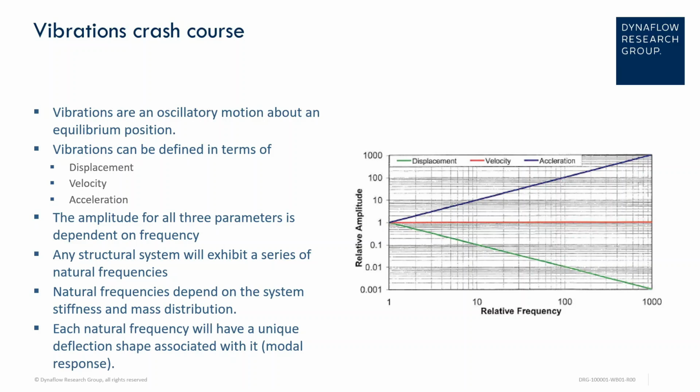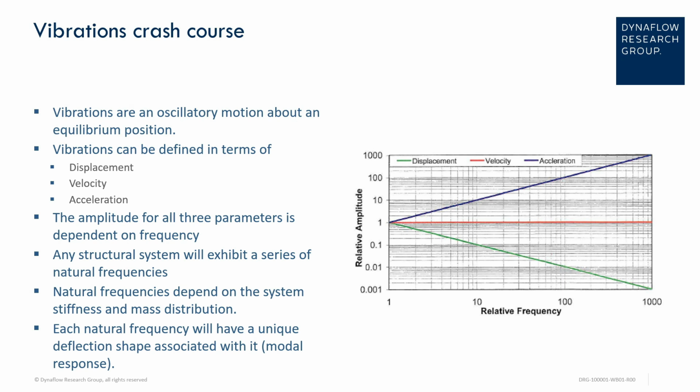Vibrations are an oscillatory motion about an equilibrium position. The oscillatory motion can be defined in terms of its displacement, velocity, or acceleration, with all three of these parameters depending on the excitation frequency. The higher the frequency of excitation, the larger the acceleration of the motion.